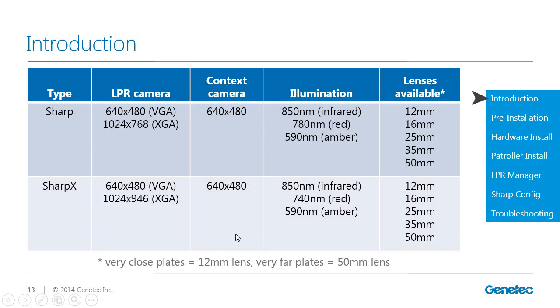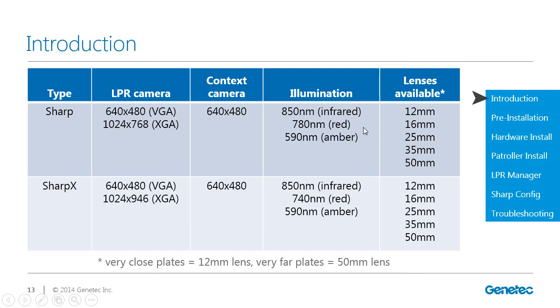Just taking a look at the differences between the two here. Both systems use a VGA resolution for the context camera, and both can be ordered with either a VGA or XGA resolution LPR camera. Now note just that the imaging here is slightly different for the Sharp X, and the XGA LPR camera actually returns an image size of 1024 by 946 as opposed to the traditional 1024 by 768, so the image is slightly larger in the Sharp X XGA camera.